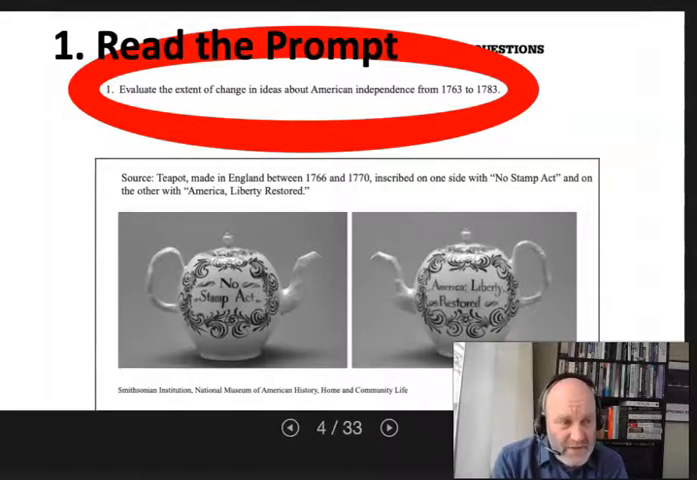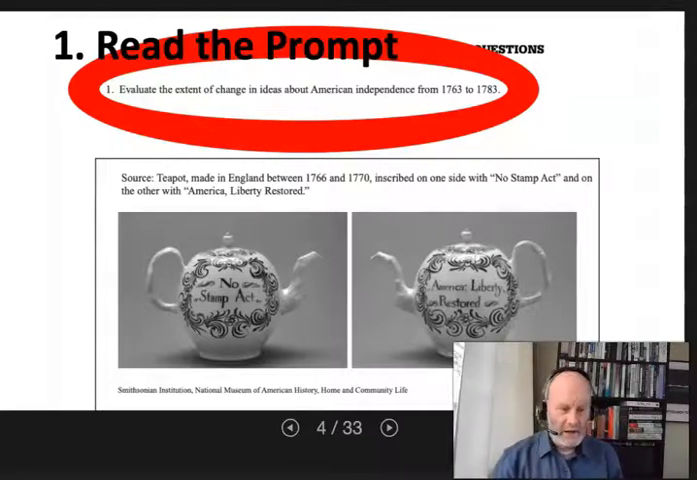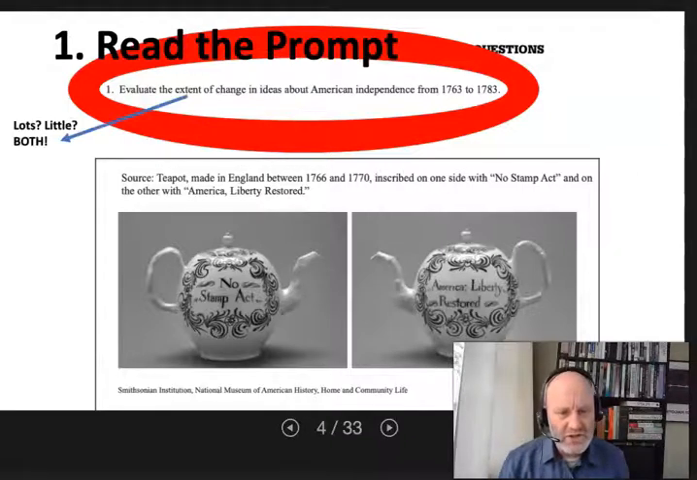Proclamation line is also 1763. Obviously, all the revolutionary stuff is in there. So I'm getting a sense of, right, what are the years? Okay, I kind of know what the story is here. And then I look carefully, right, at the extent of change.